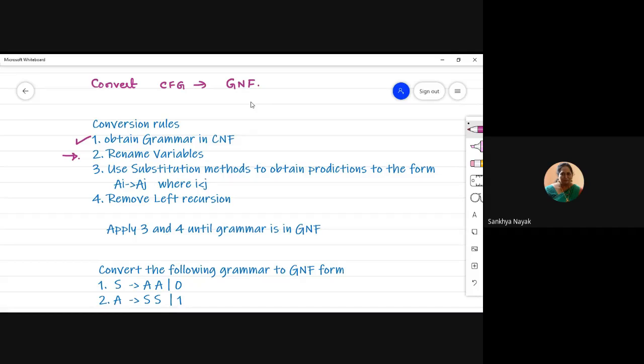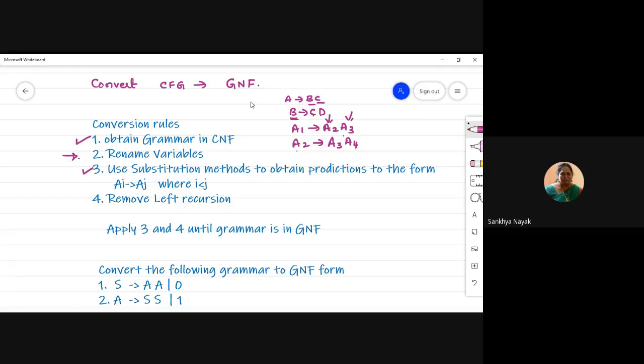Renaming is, for example, if you have something like A derives BC and B derives CD, instead of keeping it like that, we are going to number them. So B is nothing but A2 now. I have numbered B as A2 and C has been renamed as A3. So B is A2, C is A3, and maybe D is A4. This is done for some reason. The reason is, you can see in the next step.